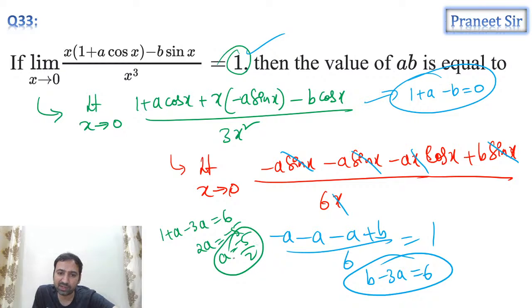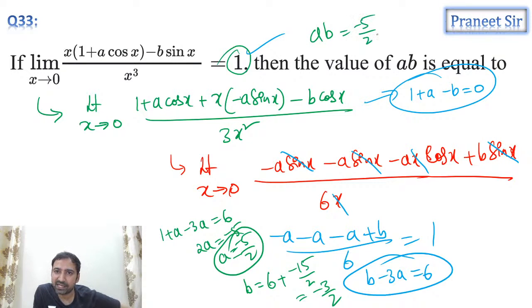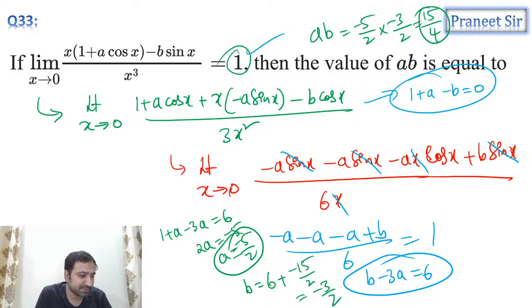Okay, we got a value, guys. Similarly, can we calculate the b value? What is the b value? b is equal to 6 plus 3a, that is 6 plus minus 15 by 2. So from this we are getting minus 3 by 2. Okay, a value, b value we calculated. Now what he is asking is the ab value. ab value is minus 5 by 2 into minus 3 by 2, which is equal to 15 by 4. So 15 by 4 is the answer.